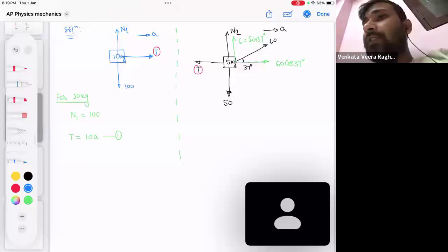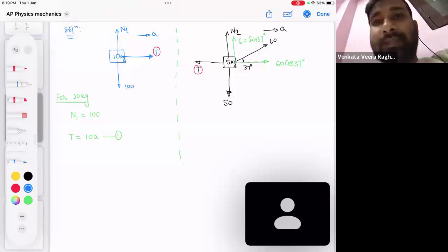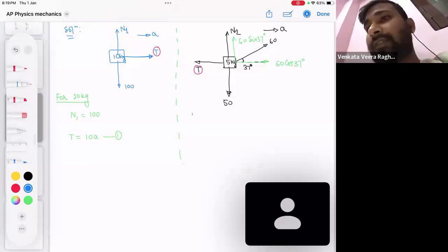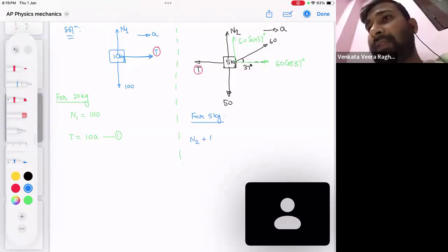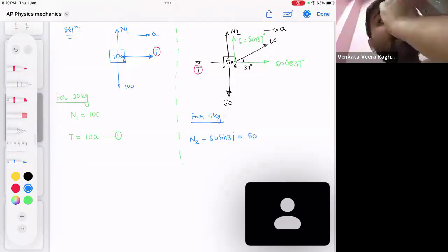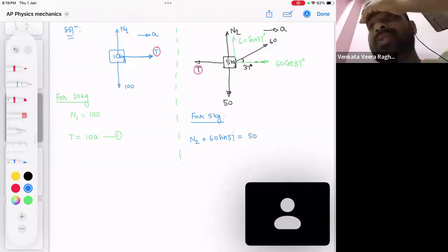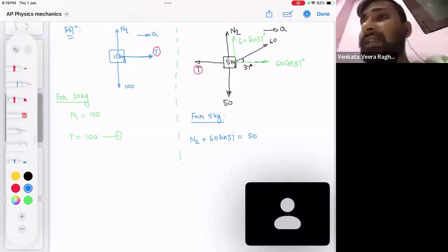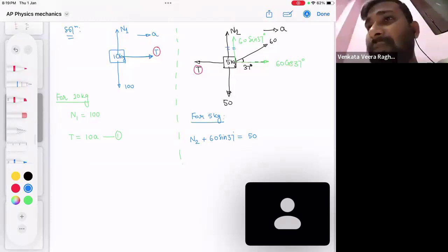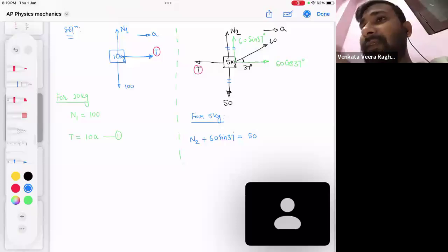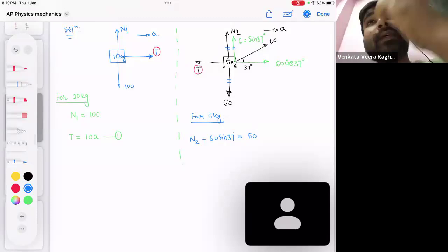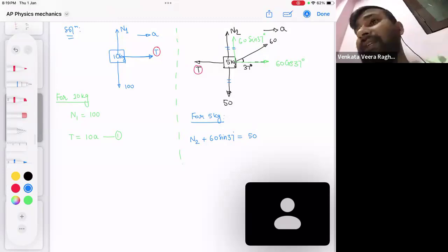Next, for the 5 kg block, let's write the equation. Can I say that N2 plus 60 sin 37 should be equal to 50? Please check N2 plus 60 sin 37. Are these two forces in the upward direction? They must be balancing the downward direction, because in the vertical direction we don't have any acceleration. So the vertical direction will be a balanced condition.